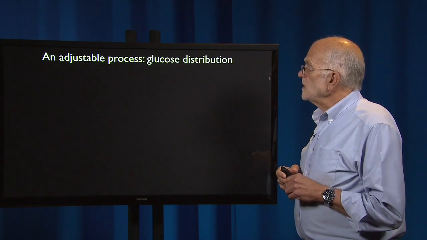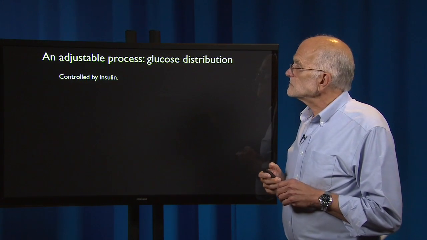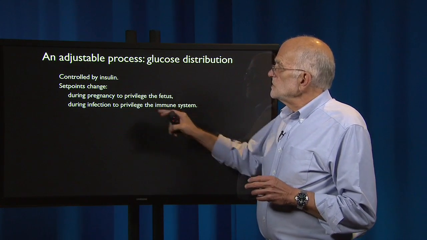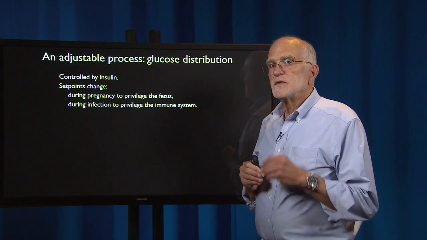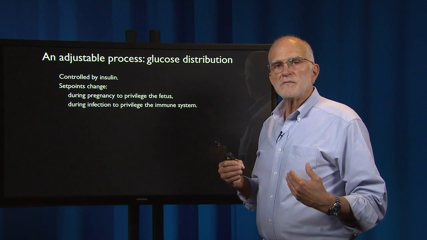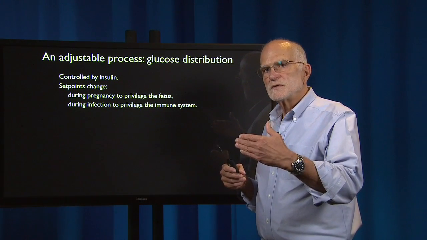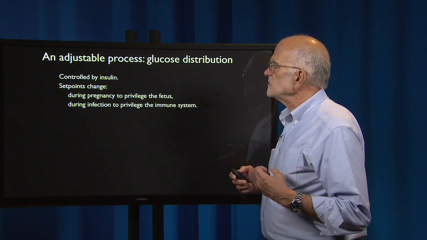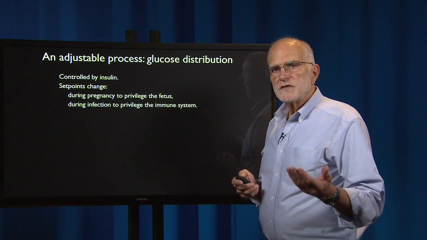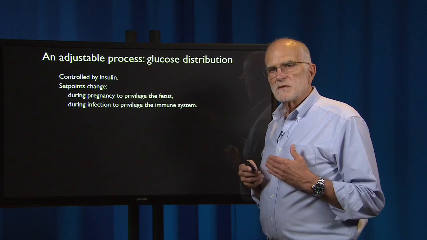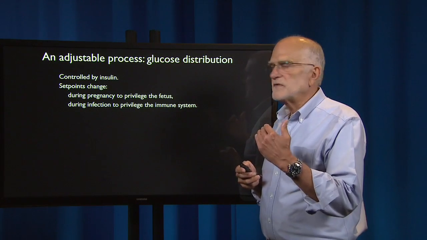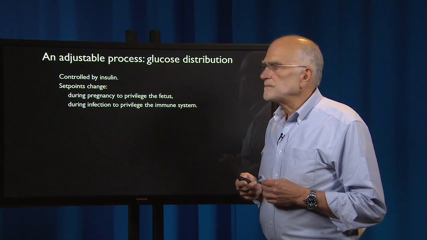An example of an adjustable process is glucose distribution in the body. It is controlled by insulin. Its set points change during pregnancy to privilege the fetus, so that the fat and the skeletal muscle of the mother become more insulin resistant to maintain a higher glucose level in the blood that can then be taken up by the developing fetus. And during infection, the same kind of switch will occur to privilege the immune system. So the skeletal muscle and the fat cells become insulin resistant to keep the glucose level elevated in the blood so it can be used by the immune system.